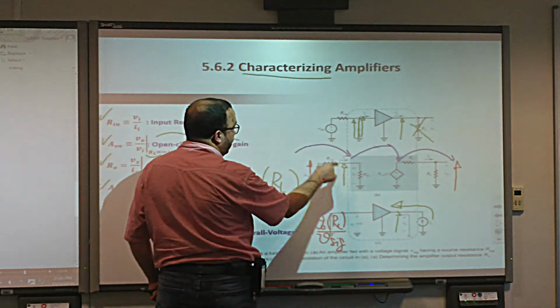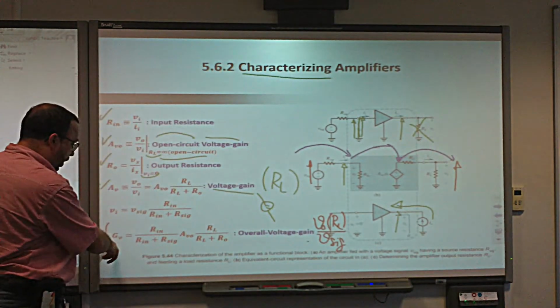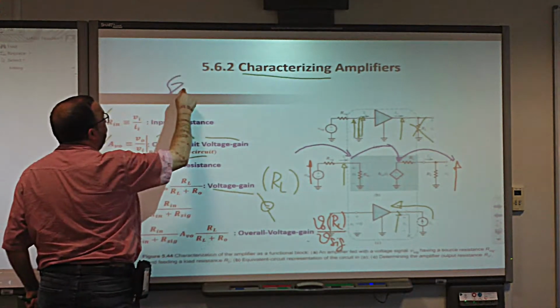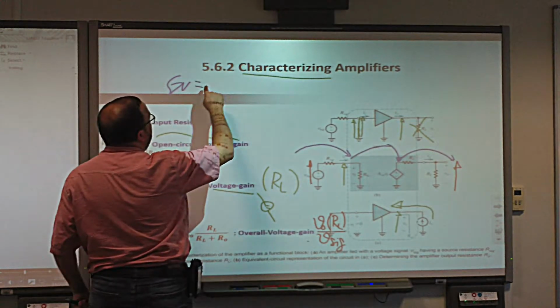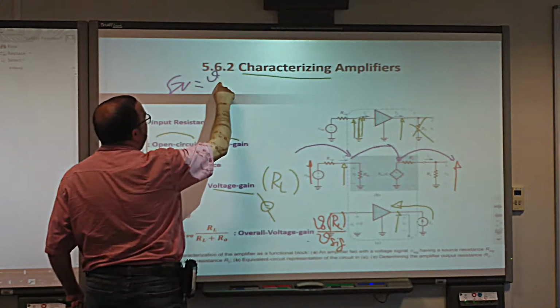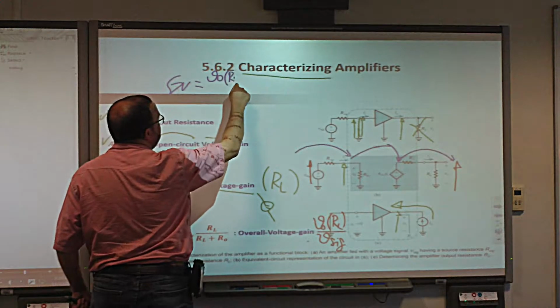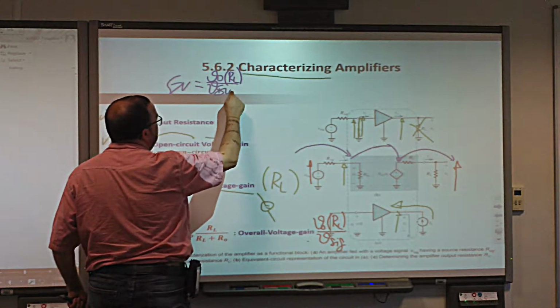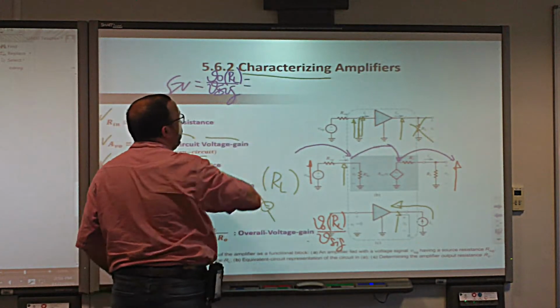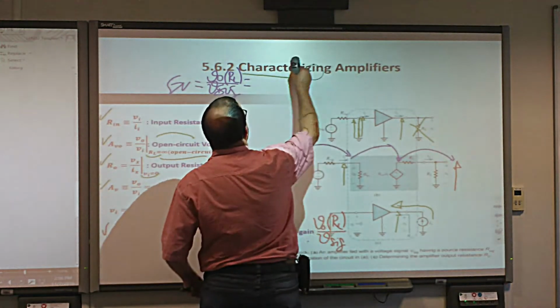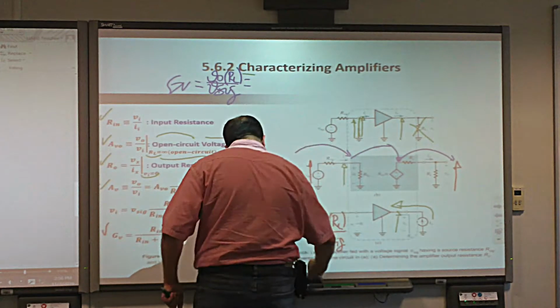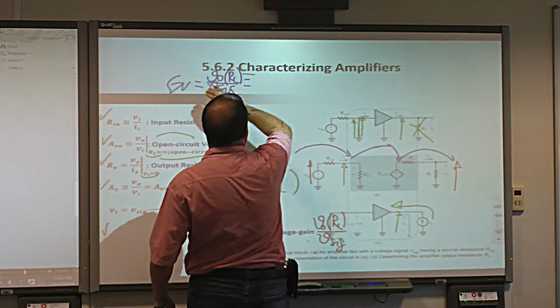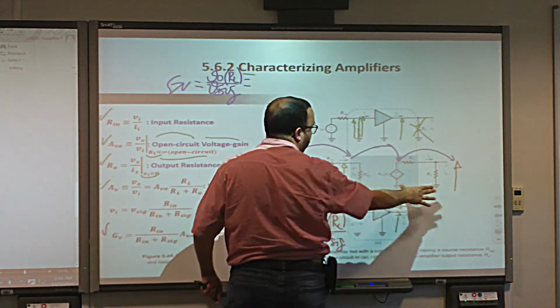So for the first one, what I'm doing is the following. Gv, the overall voltage gain, is equal to V out at RL divided by V signal. Yes or no? So what I will do, I will stretch. Let me take this out. I will make this three ratios. This ratio, this ratio, this ratio.